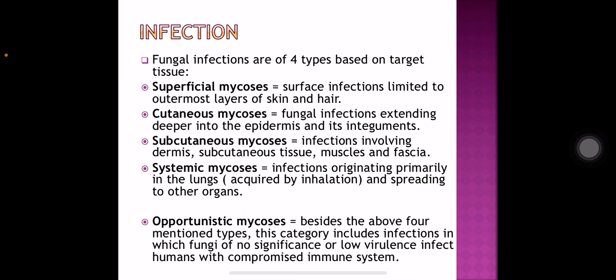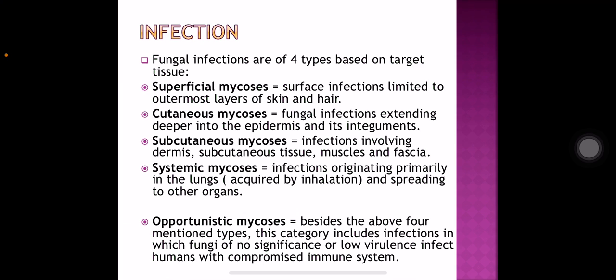Fungal infections are of four types: superficial mycosis, cutaneous mycosis, subcutaneous mycosis and systemic mycosis. Superficial mycosis is surface infections limited to outermost layers of skin and hair. The cutaneous mycosis, fungal infections extending deeper into the epidermis and its integuments. Subcutaneous mycosis extending into the subcutaneous tissue, muscles and fascia. And systemic mycosis, infections originating primarily in the lungs and spreading to other organs.